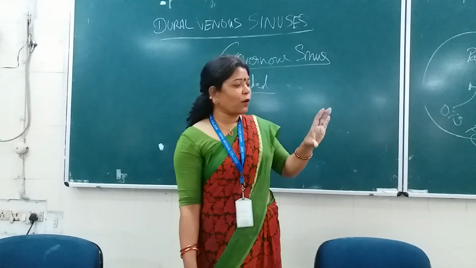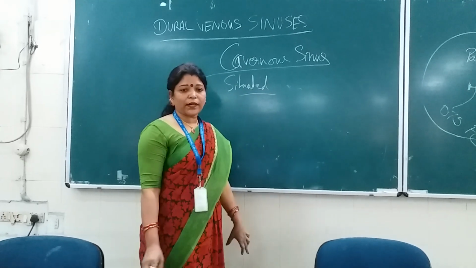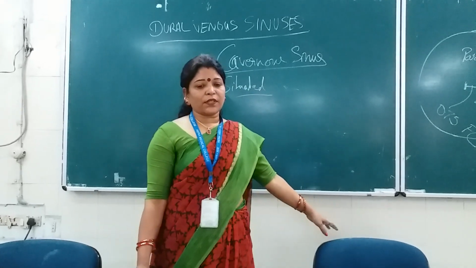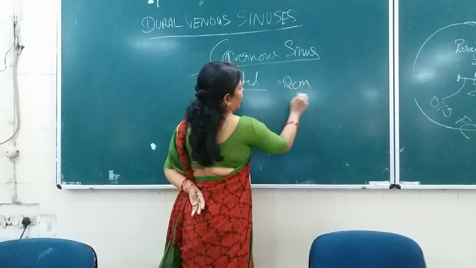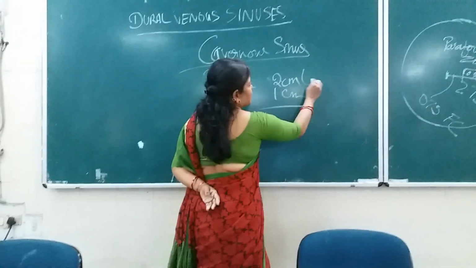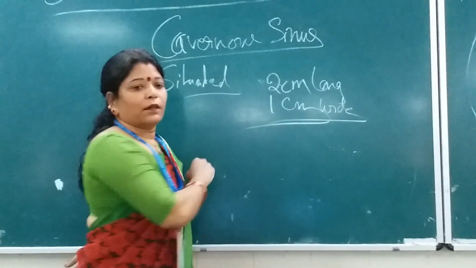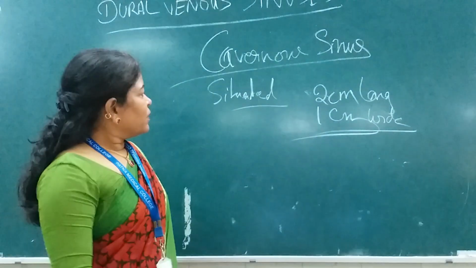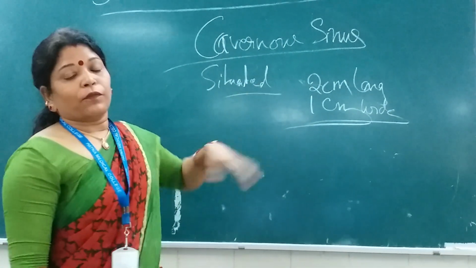At this junction, in an elongated canal, is where the cavernous sinus is situated. What is the dimension of this cavernous sinus? It is 2 cm long and 1 cm wide. Isn't it? 2 cm long and 1 cm wide. Now you know where the cavernous sinus is situated.